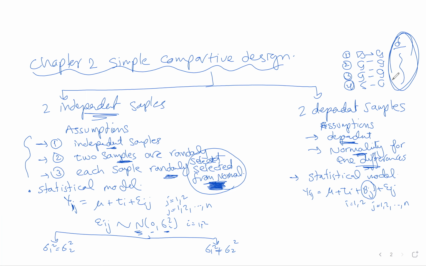Okay, so let me cover the formula for sigma 1 square equals sigma 2 square, and sigma 1 square does not equal sigma 2 square, for two independent samples.